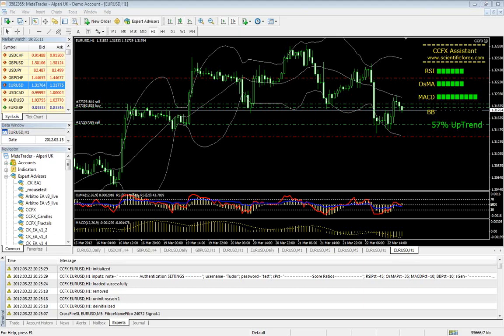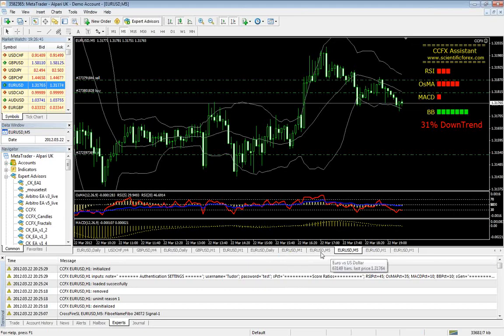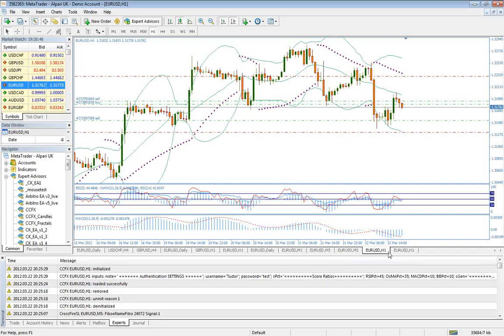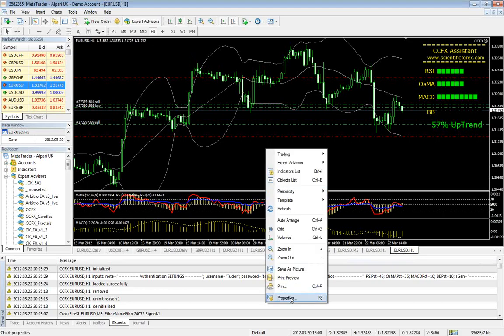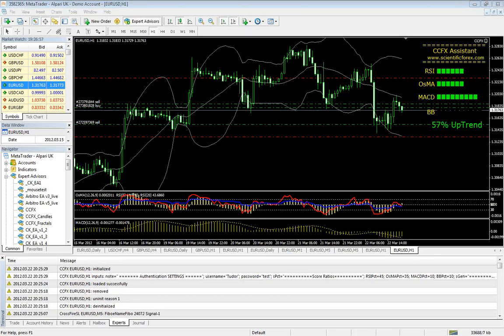Okay, Michael Davidson. When drawing Elliott wave on the chart, although levels are showing on the left of the screen, I don't get wave 1, wave 2, ABC showing against the lines of the Elliott wave. Right click on your chart, Michael, go to properties, and click on show object description. It will show you the waves.